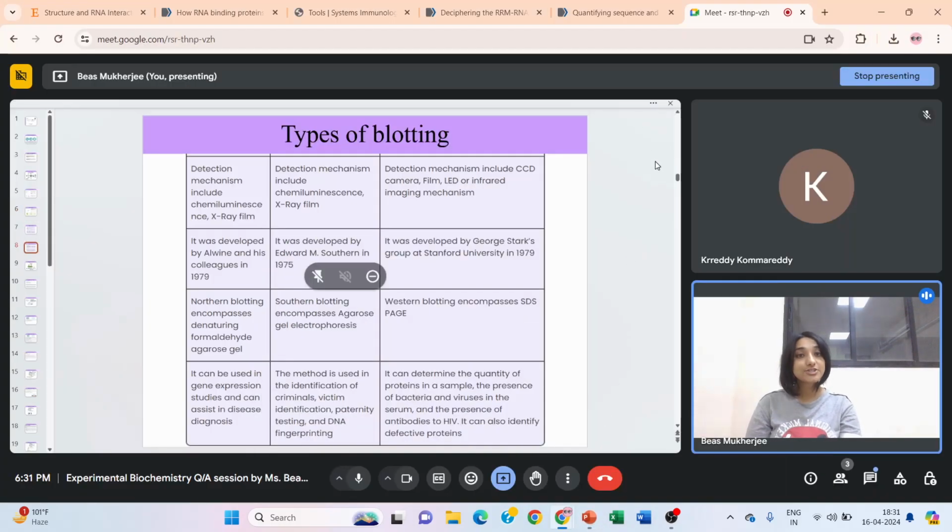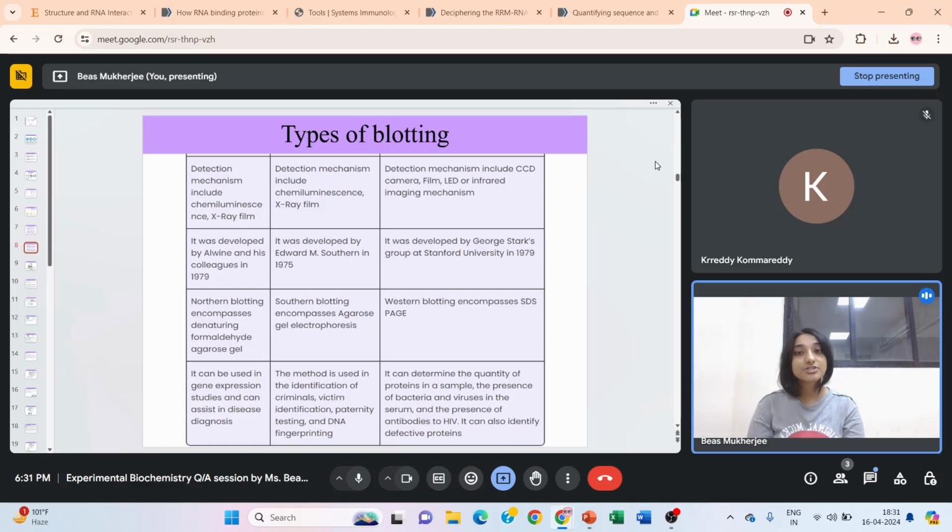So detection mechanism. For northern blotting, the detection mechanism is chemiluminescence and X-ray film. For southern blotting, the same, chemiluminescence and X-ray film. Why? Because radioactive isotopes or fluorescently labeled isotopes were there in the probe. So if the probe is binding, if it is hybridizing with the gene of interest, then it is going to glow and you will be able to see it. Otherwise, it will get washed away.